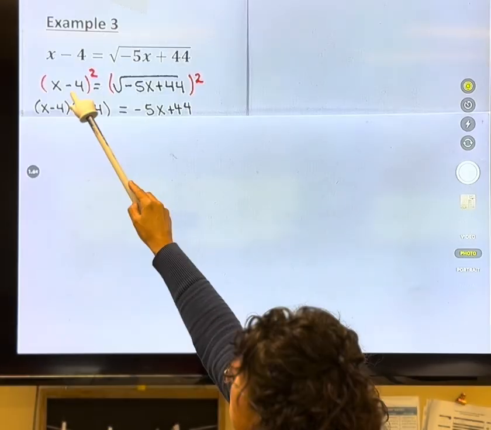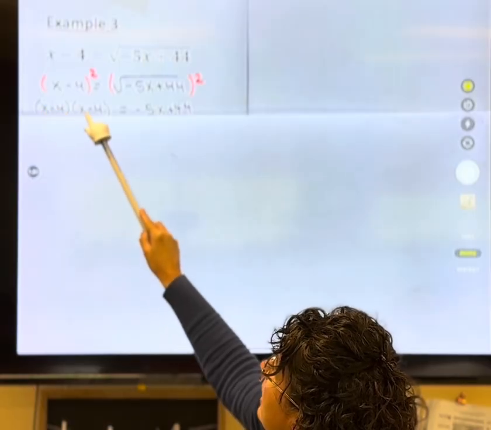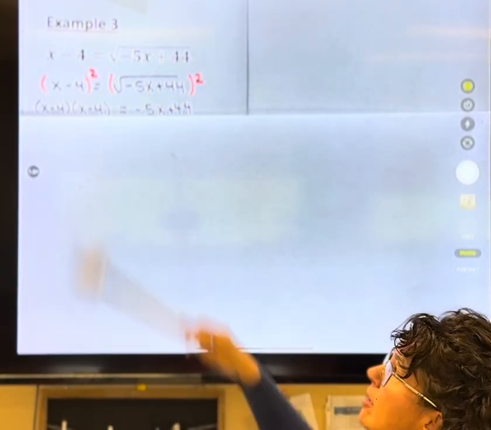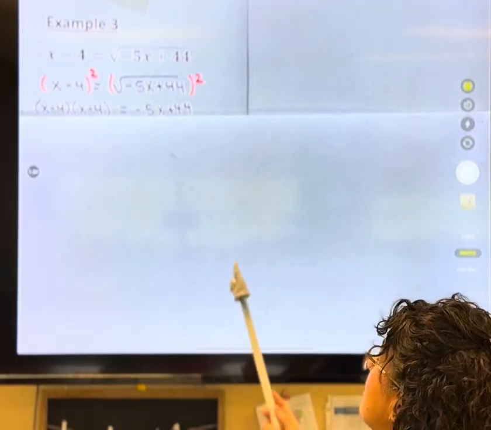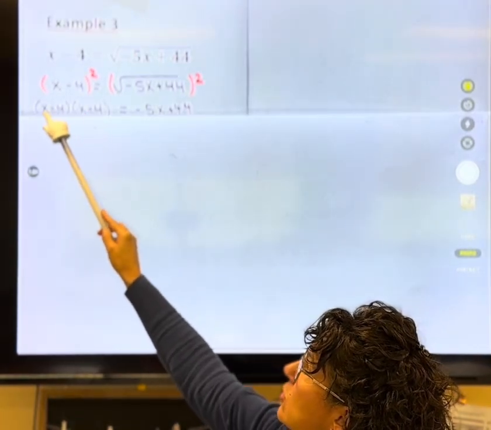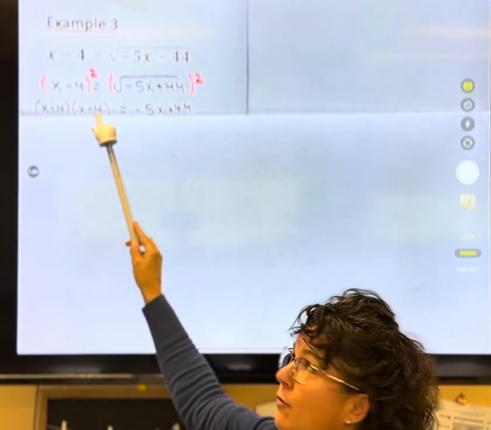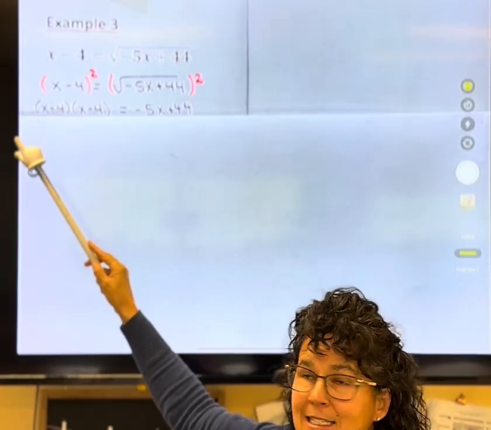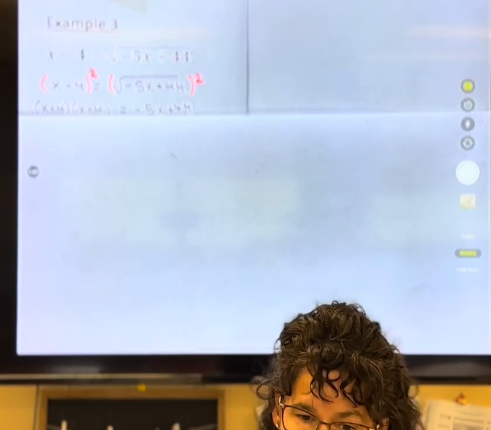I'm going to need to FOIL the left side. And when I square the square root, it removes the square root, leaving me with negative 5x plus 44. So let's FOIL this together. X times x is x squared. X times negative 4, negative 4x. Inside, x times negative 4, negative 4x. And last times last, negative 4 times negative 4 is positive 16.